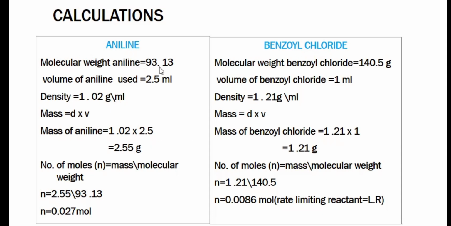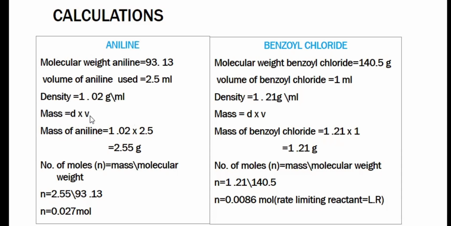Molecular weight of aniline is 93.13, and the molecular weight of benzoyl chloride is 140.5 gram. Volume of aniline used is 2.5 ml. Volume of benzoyl chloride is 1 ml. Density 1.02, 1.21. Then you can calculate the mass using a formula. We know that density is equal to mass per volume. By rearranging, we can calculate the mass which is used during the reaction.